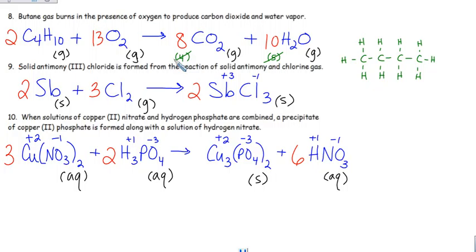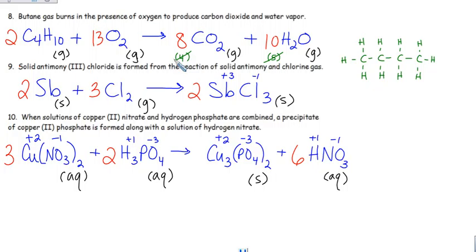Number 9: some antimony 3 chloride is formed, that's my product, from the reaction of solid antimony and chlorine gas. We don't have any antimony in the lab, but if we did, it would be a solid, and it is not diatomic. Chlorine gas is, and they do kind of hint that the antimony 3 chloride is a solid. This one should be a piece of cake. Just make sure that you watch those charges on the antimony 3 chloride.